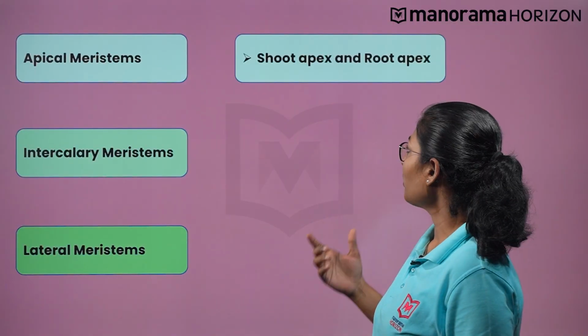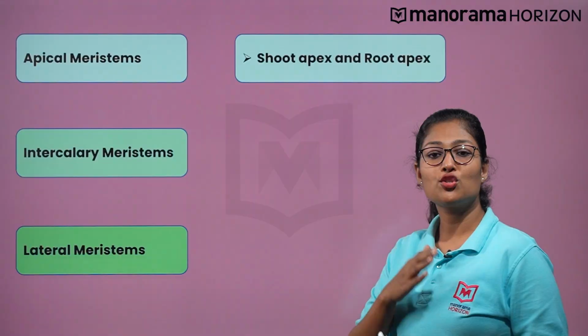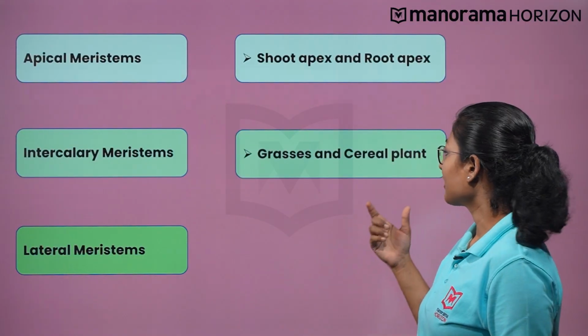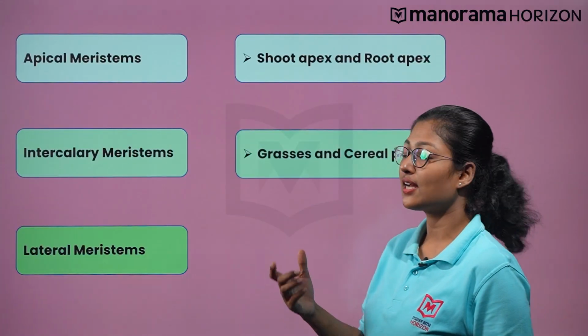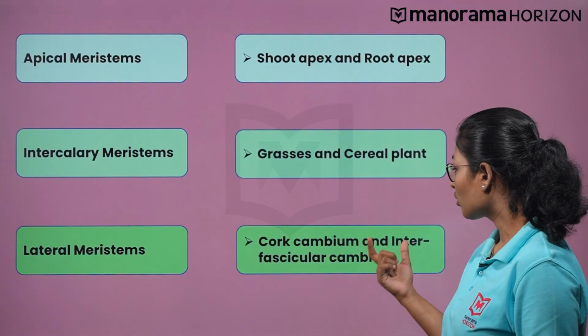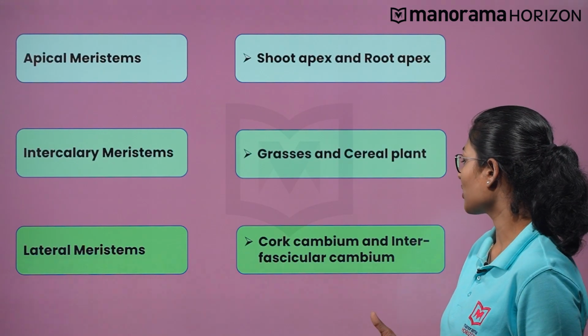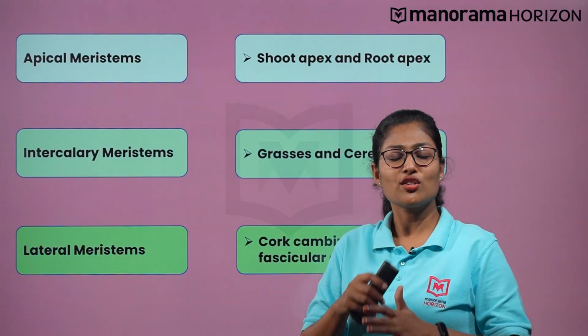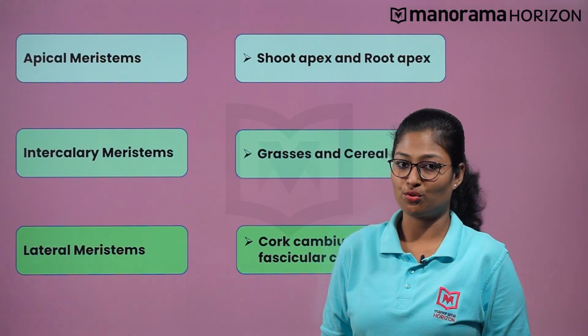Let us now check a few examples of these meristems. So, shoot apex and the root apex are the two common examples of apical meristem. Grasses and cereal plants are the examples for intercalary meristems. Cork cambium and interfascicular cambium are the examples for lateral meristems. So that's all about the meristematic tissues.